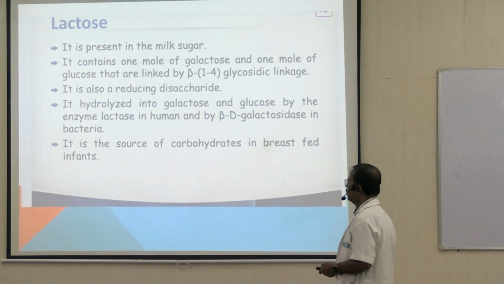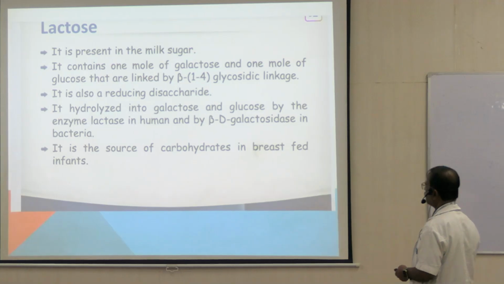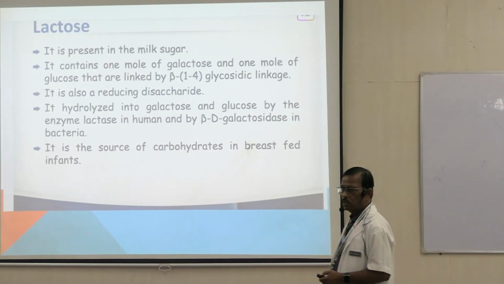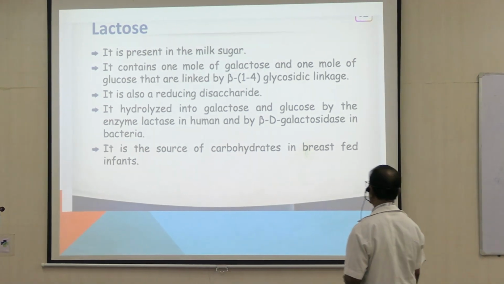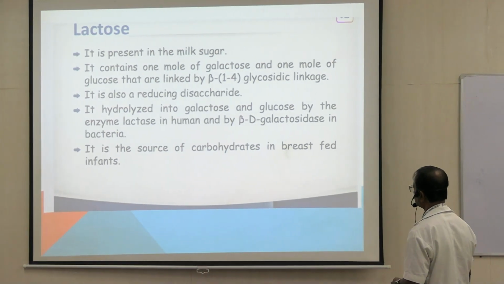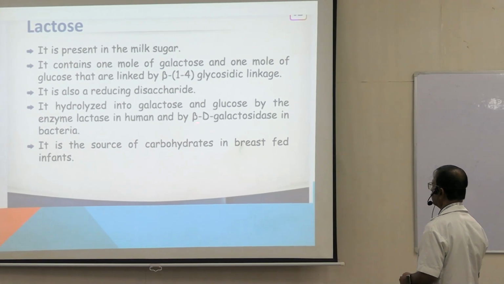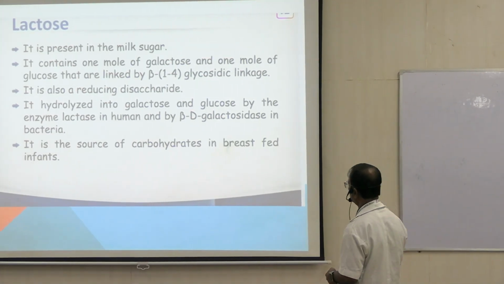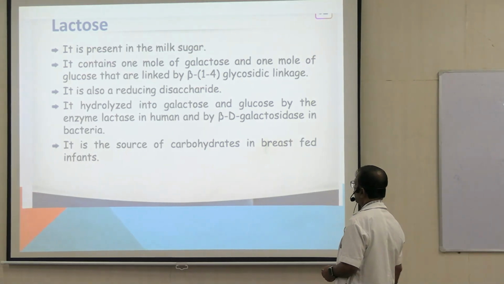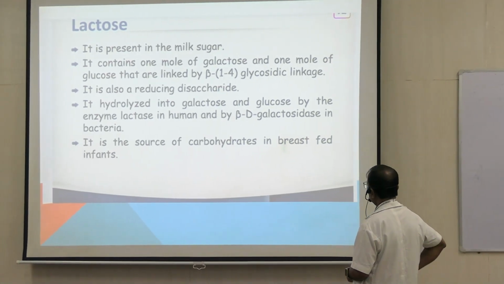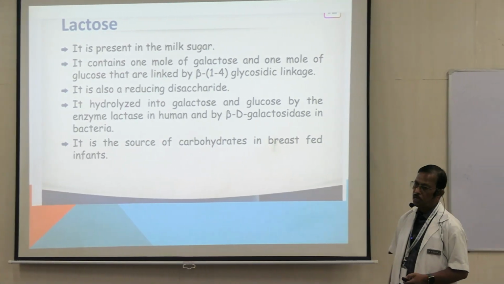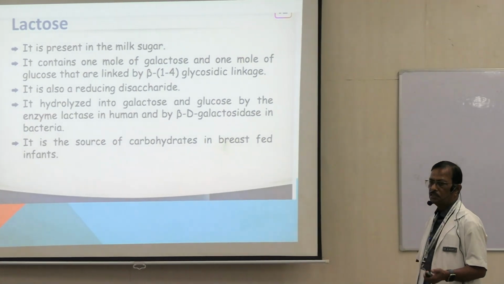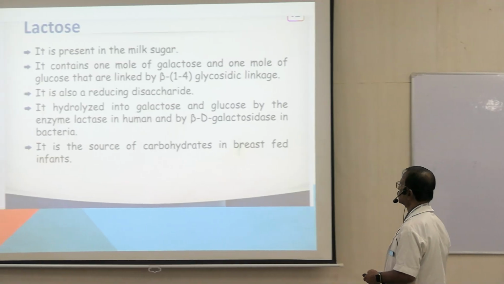Lactose is linked by beta 1,4 glycosidic linkage. The monosaccharide units are galactose and glucose. The enzyme responsible for hydrolyzing lactose is lactase or beta D galactosidase. The source of this carbohydrate is breastfed infants; in breast milk it is there. Lactose, as you know, milk is the source of this lactose.